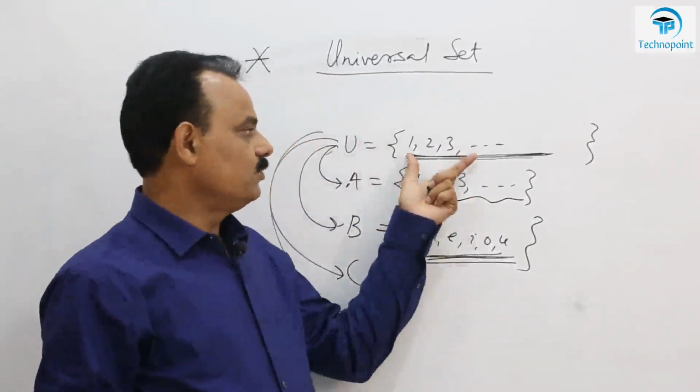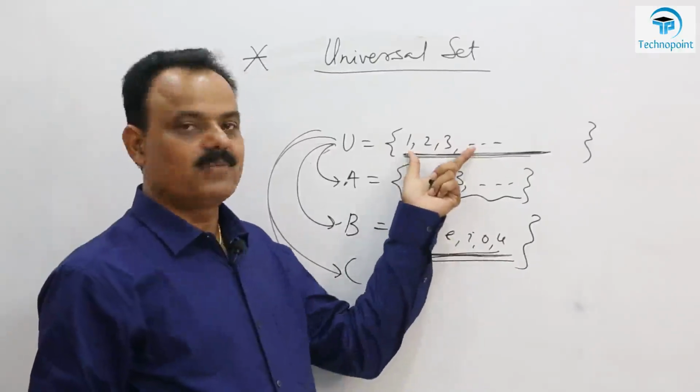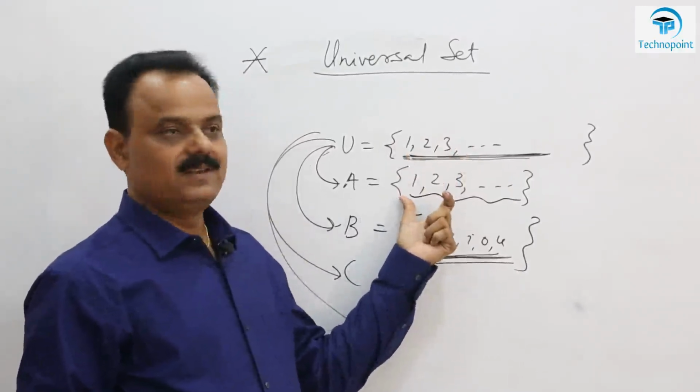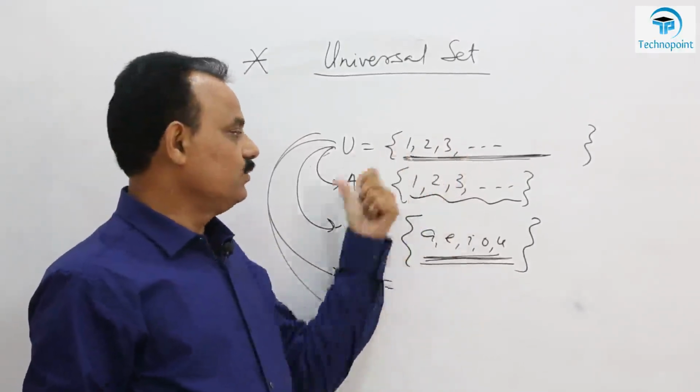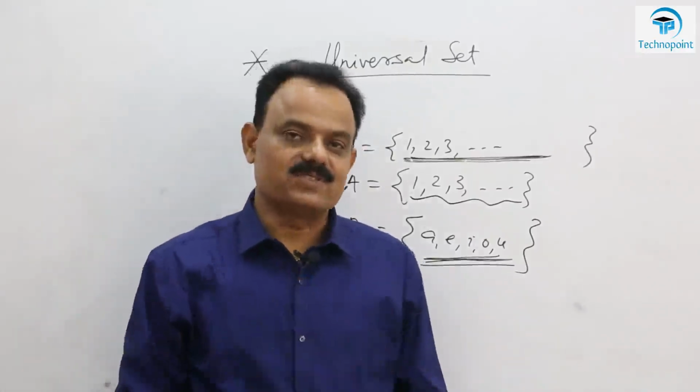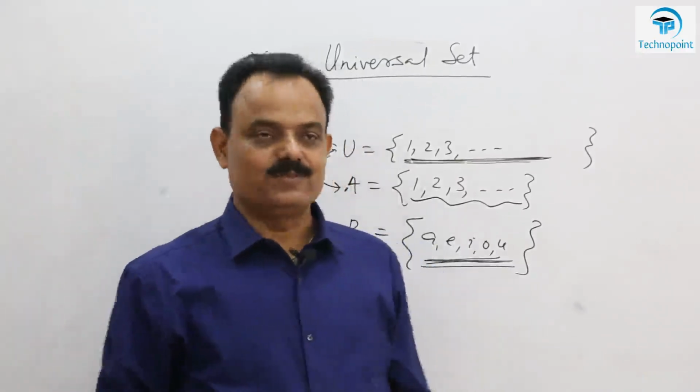A का सभी एलिमेंट U में है, तो A U का प्रॉपर सबसेट है क्योंकि कुछ एक्स्ट्रा भी है, और U A का सुपरसेट है. सिमिलरली U B का भी सुपरसेट है, U C का भी सुपरसेट है, यानी U सबका सुपरसेट है. जितने सेट्स पर विचार करते हैं सबका सुपरसेट है.